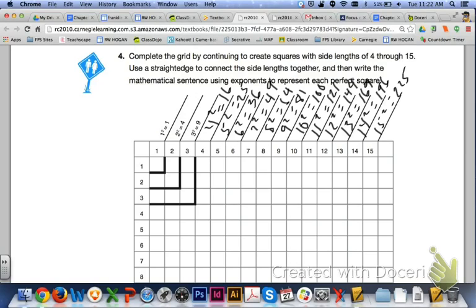Here is what your math sentences should look like for the numbers 4 through 15. 4 squared is 16, 5 squared is 25, 6 squared is 36, 7 squared is 49, 8 squared is 64, 9 squared is 81, 10 squared is 100, 11 squared is 121, 12 squared is 144, 13 squared is 169, 14 squared is 196, and 15 squared is 225. I want you to also remember that the exponent tells us how many times we are multiplying the base number by itself.